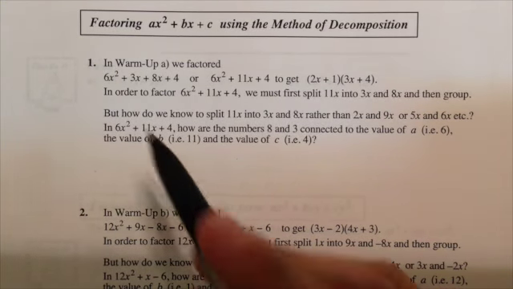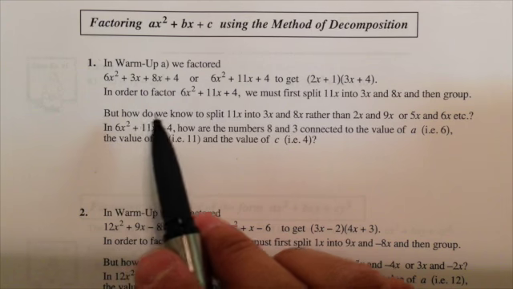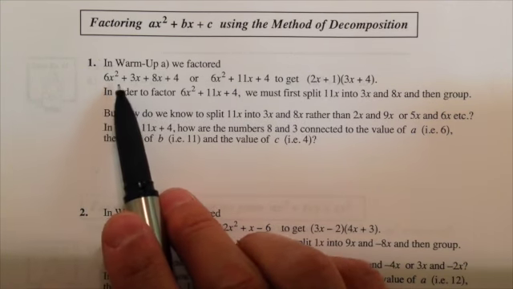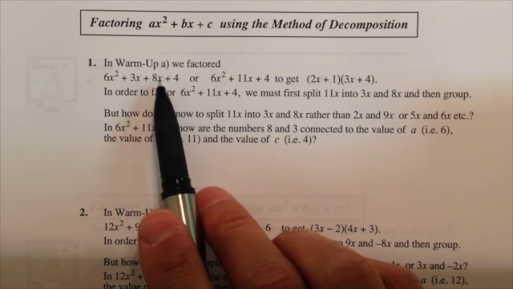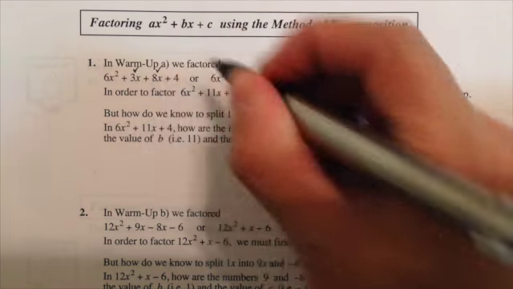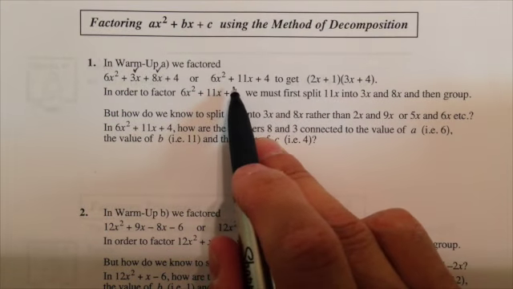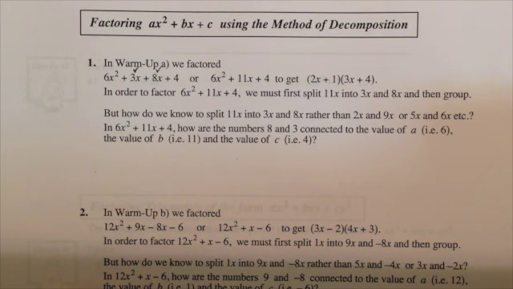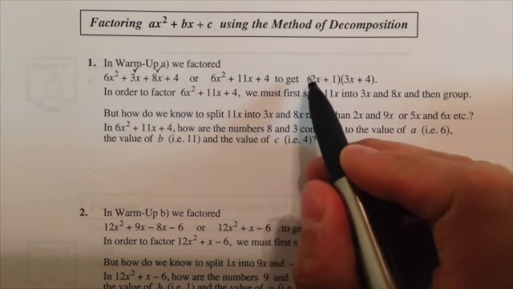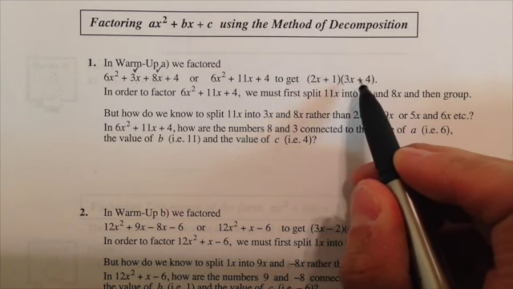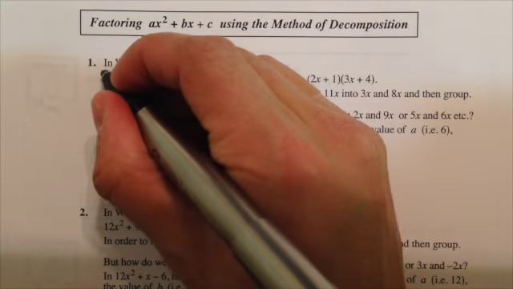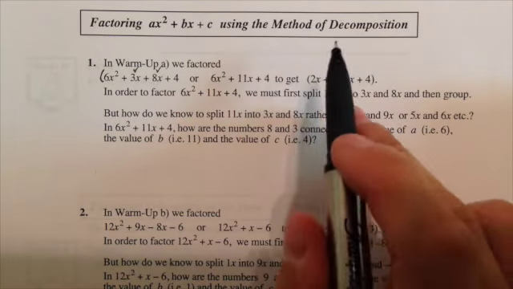Okay, so in the warm-up earlier on, we worked with this number, 6x squared plus 3x plus 8x plus 4. Or if we gather these two like terms together, we'll have 6x squared plus 11x plus 4. Now once we factor this, we're going to get 2x plus 1 and 3x plus 4. Now the way we do that is by decomposition.